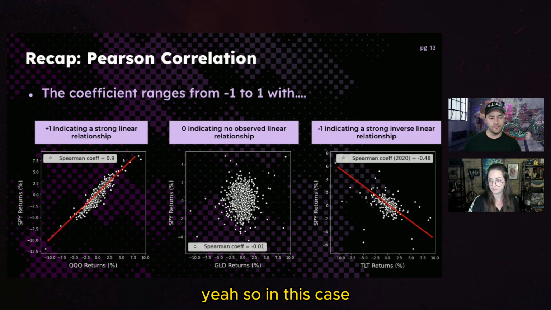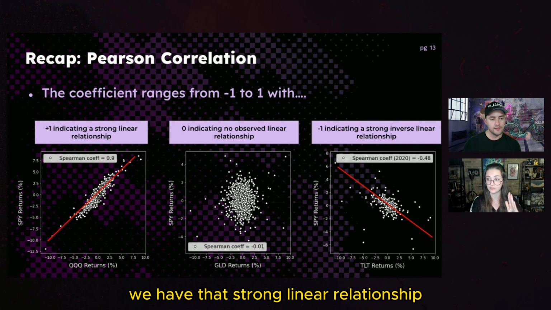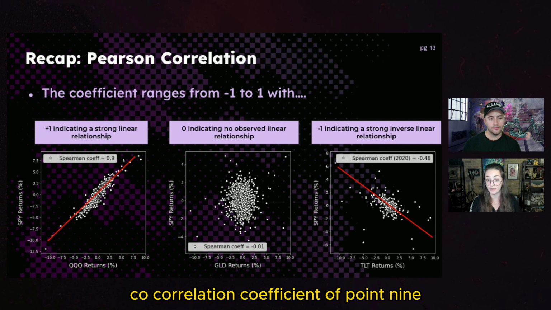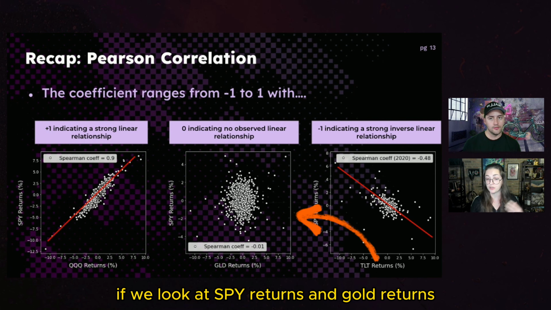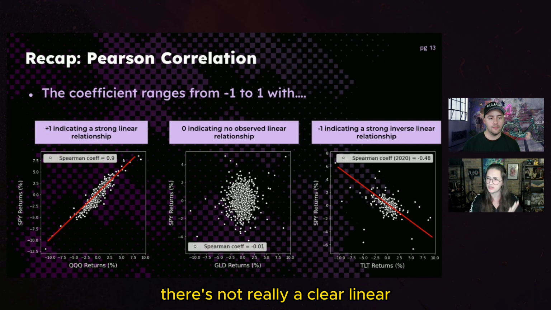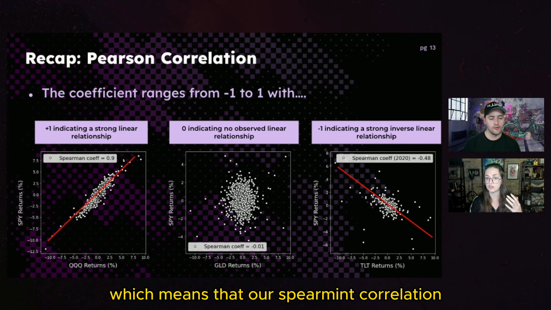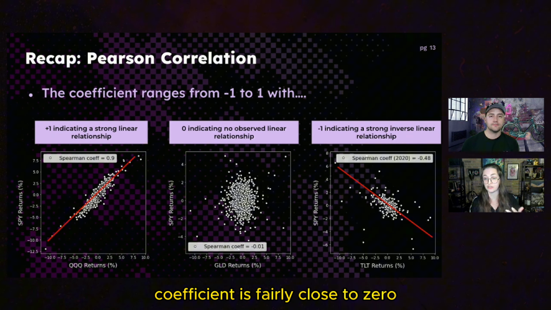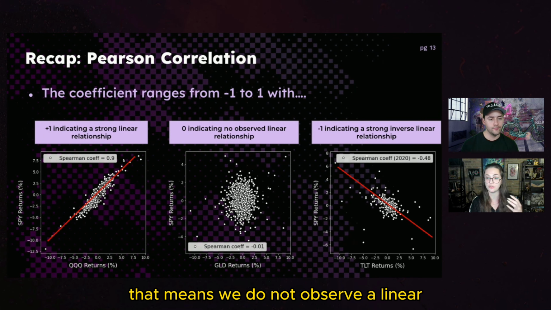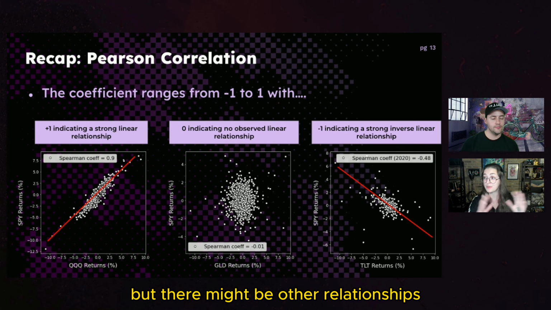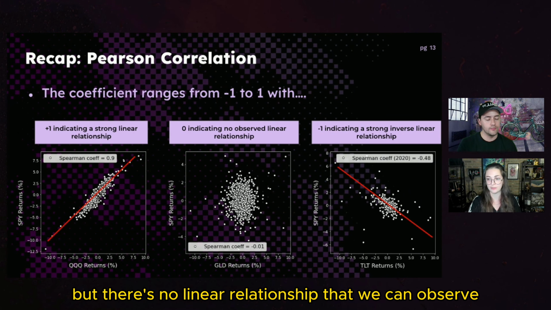Make sense? So in this case, we have that strong linear relationship. It's positive, so we get a Spearman correlation coefficient of 0.9. On the other hand, if we look at SPY returns and gold returns, we can see more of a blob. There's not really a clear linear relationship between these two underlyings, which means that our Spearman correlation coefficient is fairly close to 0. So when we get 0, that means we do not observe a linear relationship in the data. There might be other relationships, but there's no linear relationship that we can observe.